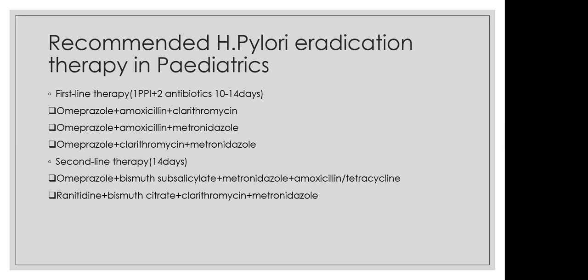The recommended H. pylori eradication therapy in children includes first and second line therapy. First line therapy is 1 PPI and 2 antibiotics for 10 to 14 days. And second line is prolonged to 14 days with the addition of bismuth. And then on the second part there, you can use an H2 receptor antagonist like ranitidine.